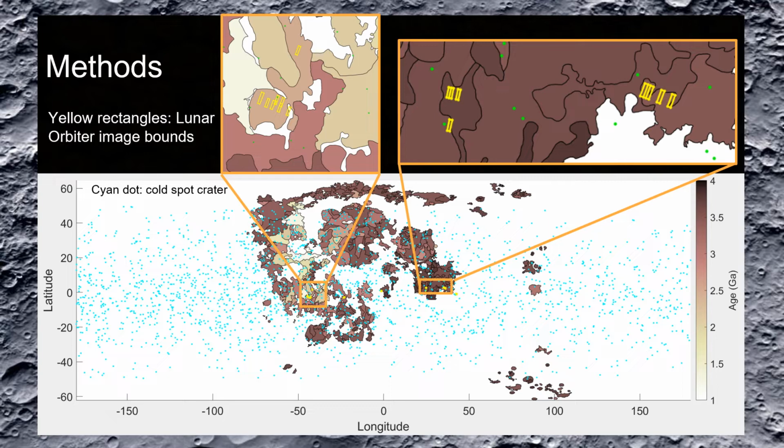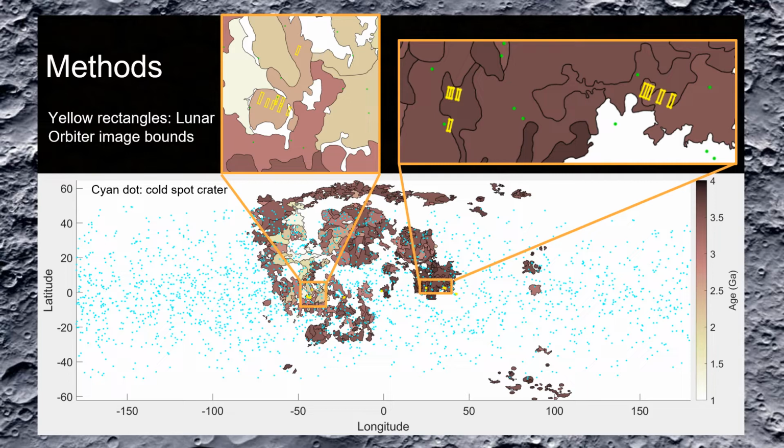We know that older surfaces are expected to have developed a thicker layer of regolith. Because of this, we want to look at cold spot craters in either the same geologic units or nearby geologic units of similar age. In Oceanus Procellarum, we looked at cold spot craters in geologic units in an age range of 1.9 to 3.1 billion years old.